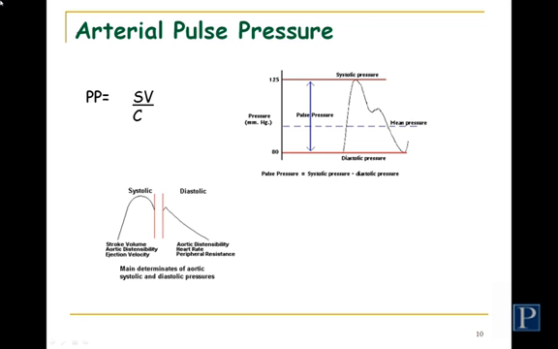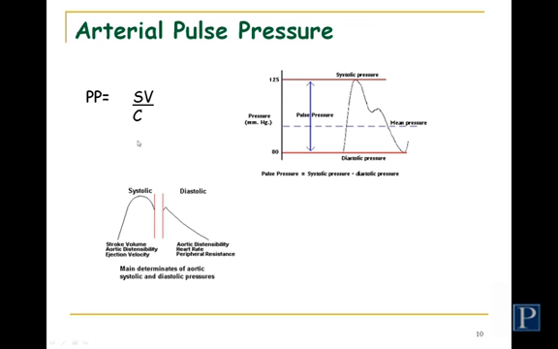If I increase stroke volume, what's going to happen to pulse pressure? Okay, since it's on the numerator, if I increase this top number, pulse pressure would be higher. If I decrease stroke volume, pulse pressure would be lower. Look at the bottom one, compliance. What's the relationship between compliance and pulse pressure? If you increase compliance, pulse pressure would be lower. If you decrease compliance, pulse pressure would be higher.